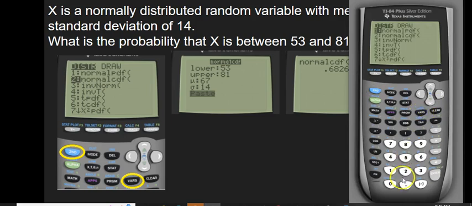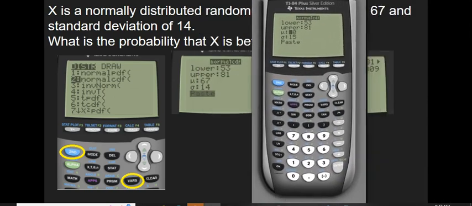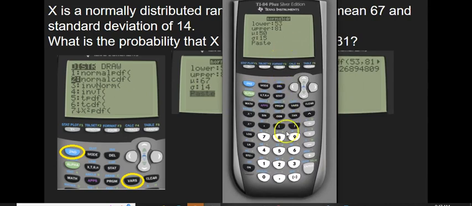Second VARS, number 2, normal CDF. We want between 53 and 81, so our lower limit is 53, the upper limit is 81. Our mean is 67, and our standard deviation is 14. Not 144, just 14. So that would be 0.68 or 68%, 0.683 if you're going to the nearest thousandth.